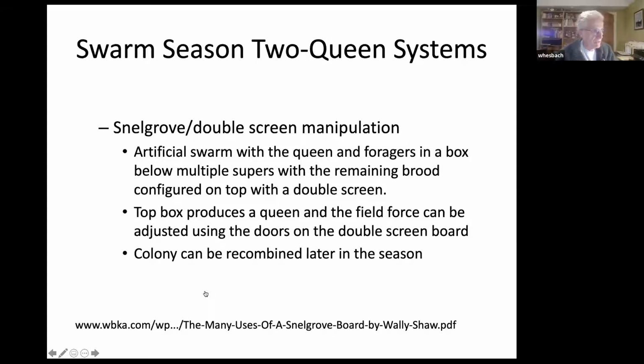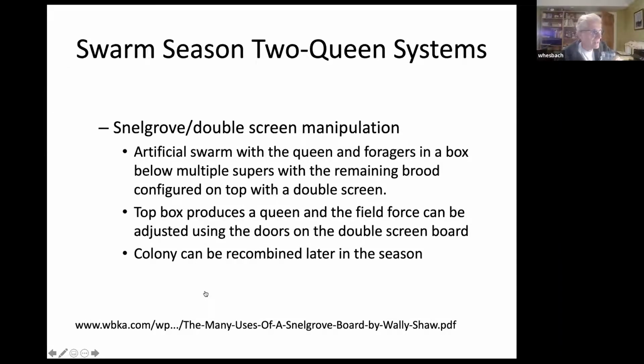I showed you about the snow growth board, and there's a little URL to the many uses of the snow growth board. It's really difficult to understand how important that snow growth board is in your beekeeping practice. You can probably go look around in your junk piles in your garage or wherever you keep your bee equipment. You'll probably find one that you bought at a bee show somewhere, and then you said, I'll never use this thing. But pull it out, or a regular double screen, and get accustomed to it, because there's plenty of uses for it.